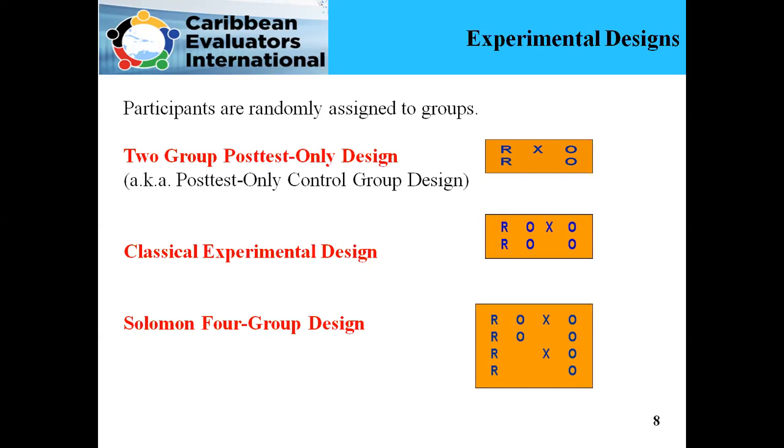In the last design, we are actually using 4 groups, 2 of whom have obtained an observation beforehand, and everyone gets an observation after. So remember, the letter R means random assignment, signifying that it is an experimental design, and therefore the results are generalizable to the entire population. The O refers to an observation, and the X shows an intervention or treatment.